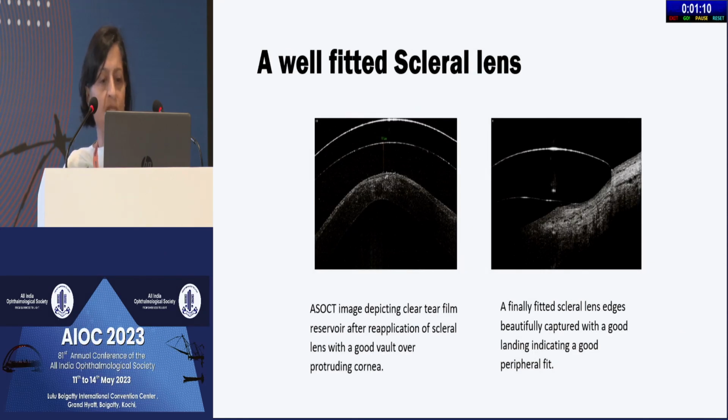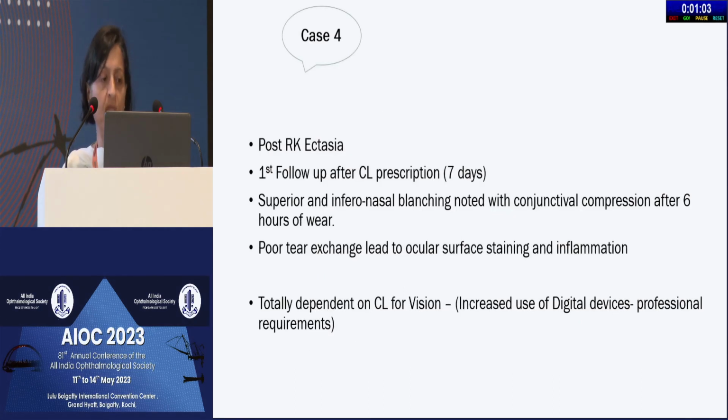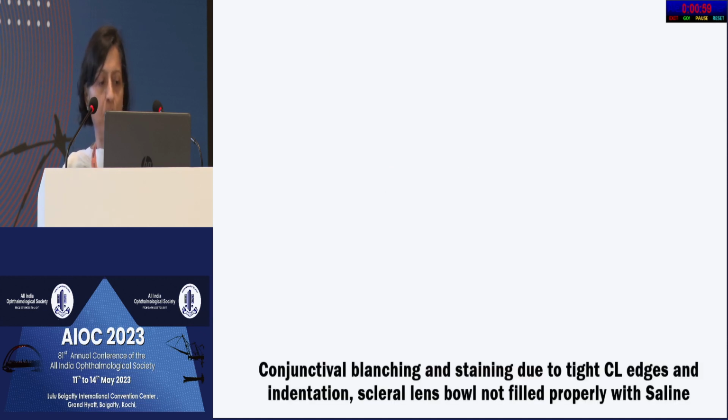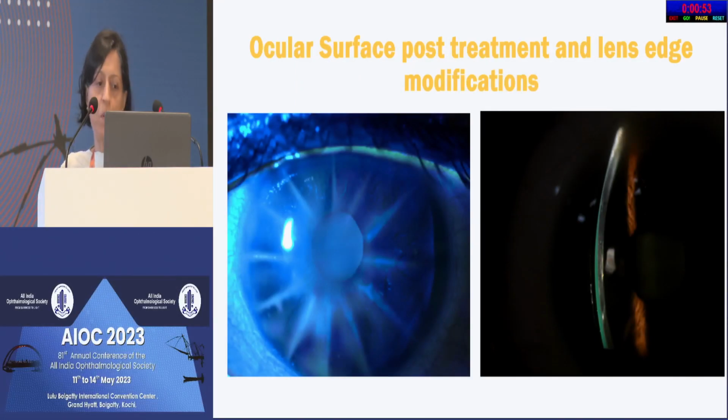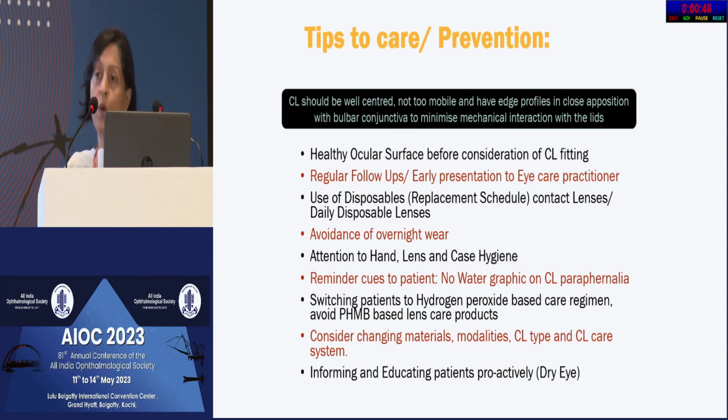So for a well-fitted scleral lens, look at the edge, and OCT is a very good tool to assist you with the process. We have a patient of post-RK ectasia who came for the first follow-up prescription. There was conjunctival blanching due to tight contact lens edges and indentation, and the scleral bowl was not properly fitted with saline. After all this was addressed, the patient was comfortable and was able to continue with normal life.